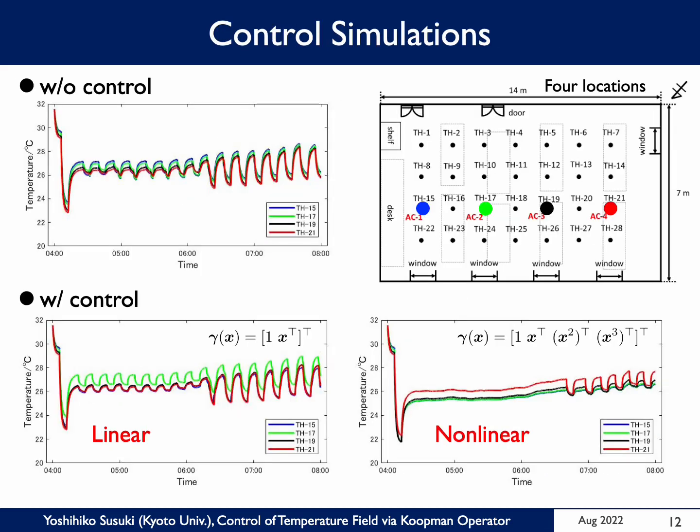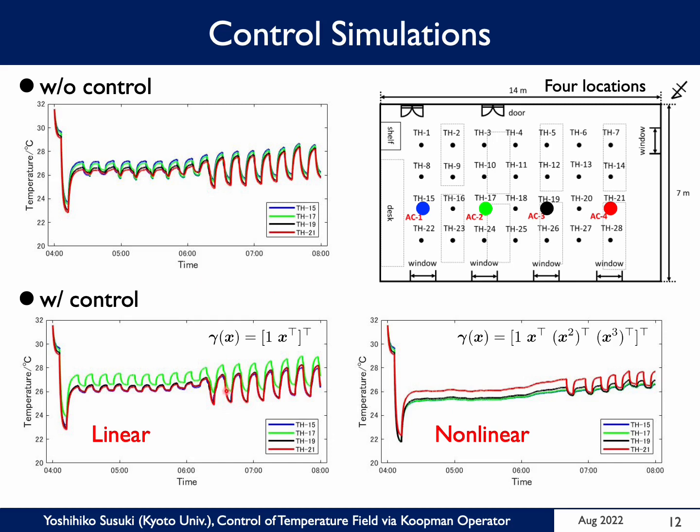Okay, this slide shows the control simulations. The upper figure is the simulation without damping assignment control, and the lower figure is a simulation with control. The time series are the temperature at the 4 locations in this map. All these simulations were performed with a nonlinear partial differential equation. In the upper figure, you can see the sustained oscillation of the temperature without control.